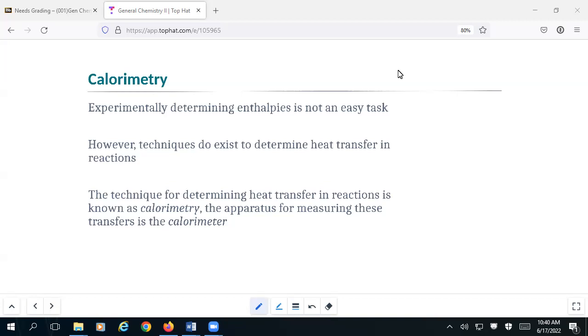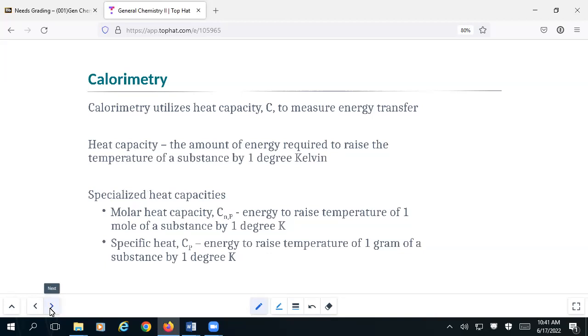Now, the technique that is used to do this kind of transfer is that of calorimetry. Calorimetry is the best tool that we have for this particular job. And the apparatus that we use for this technique is the calorimeter. And again, you've seen some of this because we've already done some experimental work with calorimeters and calorimetry in lab. But now we can formalize it.